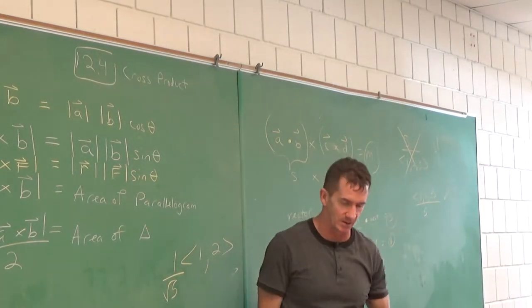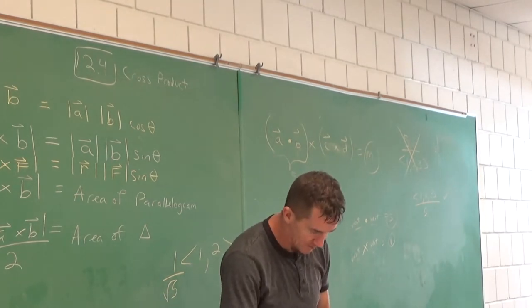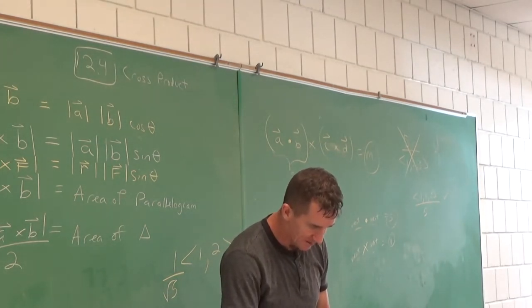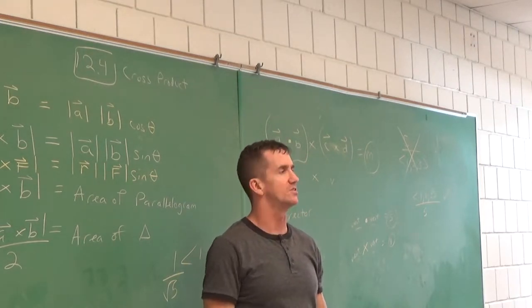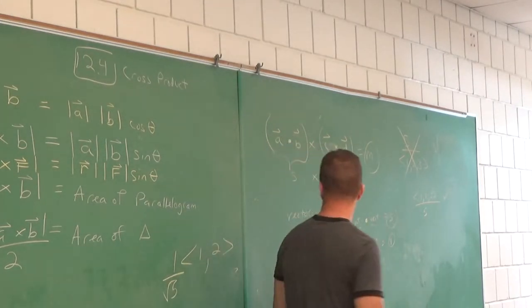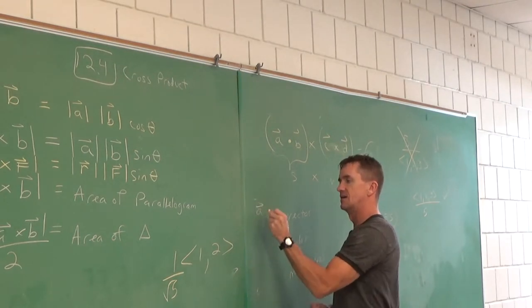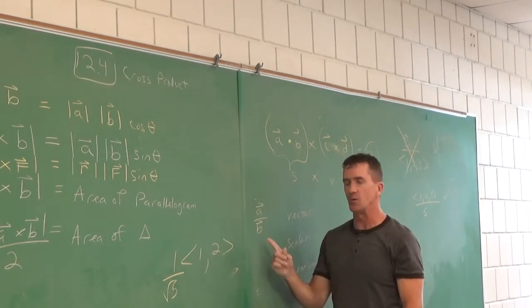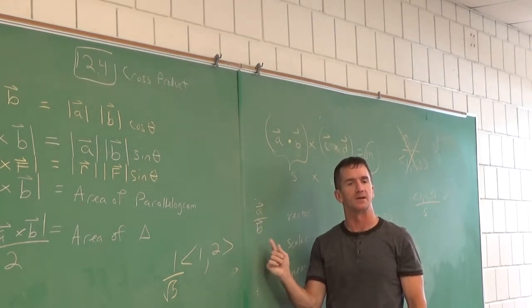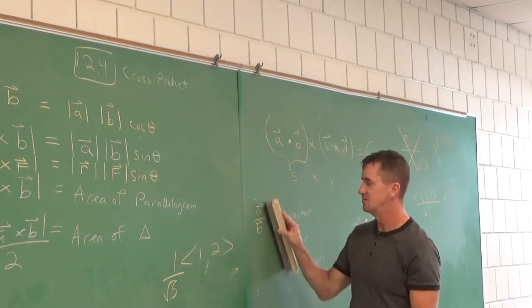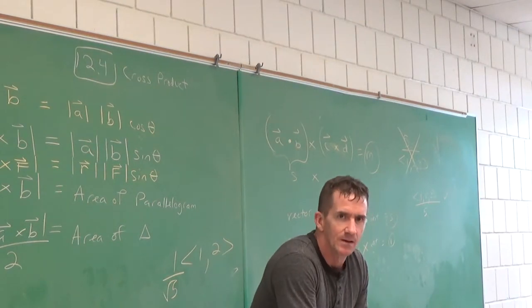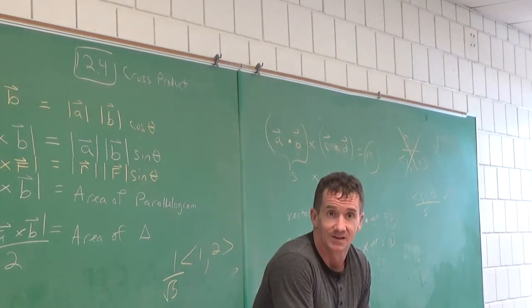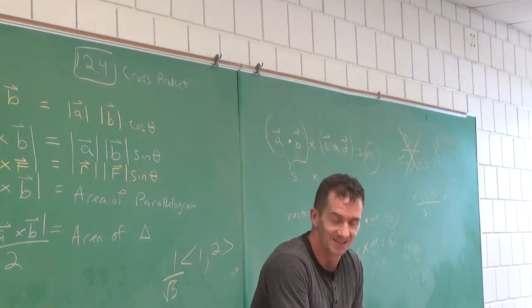So let me make another one up. I'll steal one from the book. Can you divide a vector by another vector? No. Good question. Like, I'm going to take vector A and divide out vector B. What's never going in that denominator? Vectors. You will never do vectors in a denominator. But you can divide the magnitudes of both vectors, right? Magnitude is a scalar.